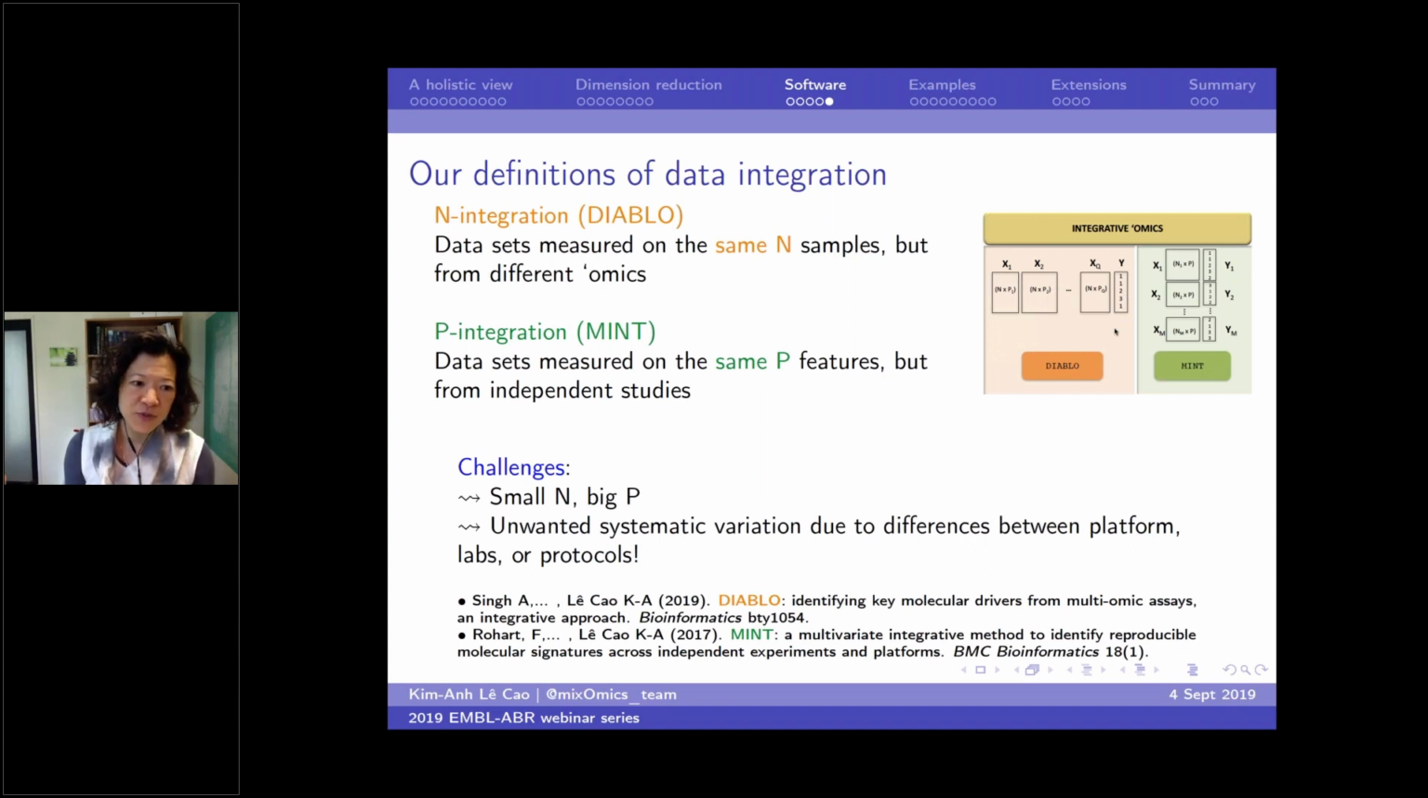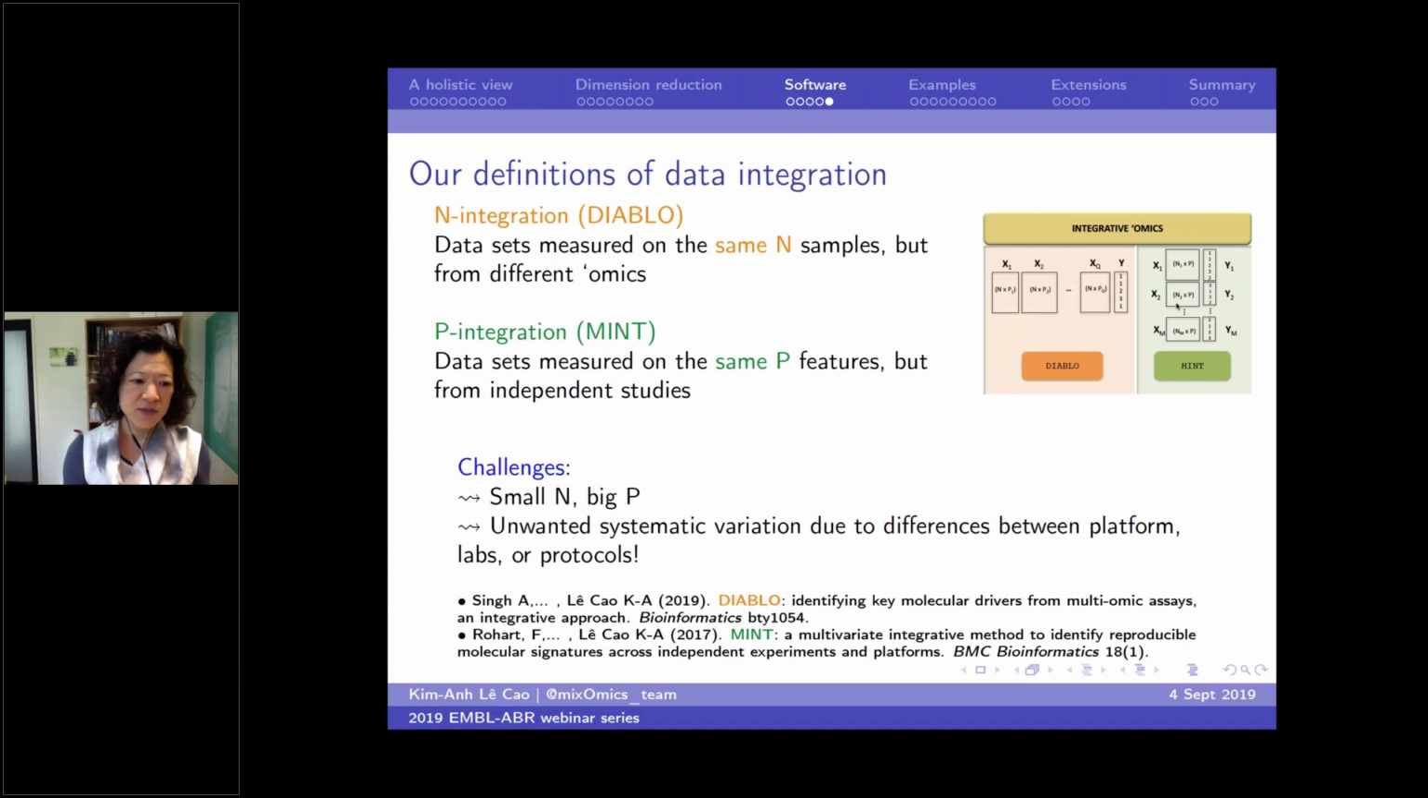We also developed a method for P integration, and that's different. It's when you have the same omic data type, so for example, transcriptomics, that is measured across different labs or different studies. We have the same P features, but the samples are different, and we're trying to combine those data sets together.